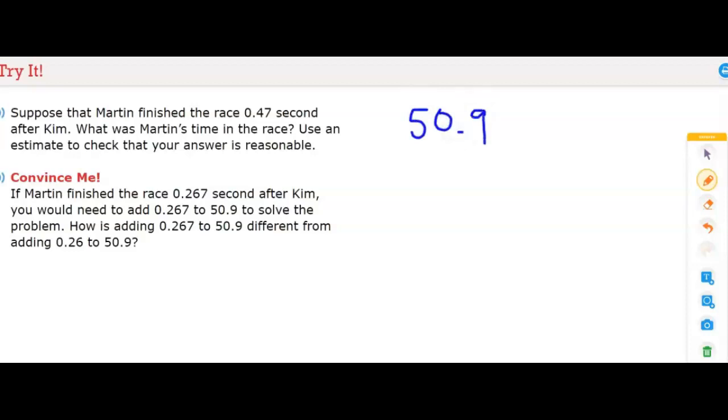We're going to add the 47 hundredths of a second to that, and we're going to add 7 and nothing is 7, 9 and 4 is 13. Regroup: our 1 plus 0 is a 1, and 5, and then you have your decimal, you bring it down. So remember, when you're adding decimals, they need to line up always, and when you are subtracting decimals. So Martin's time in the race is 51 and 37 hundredths of a second.